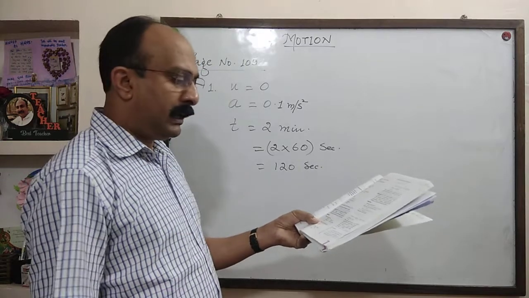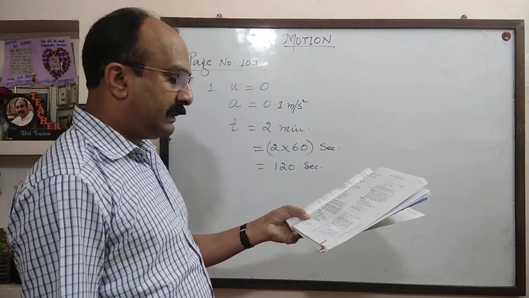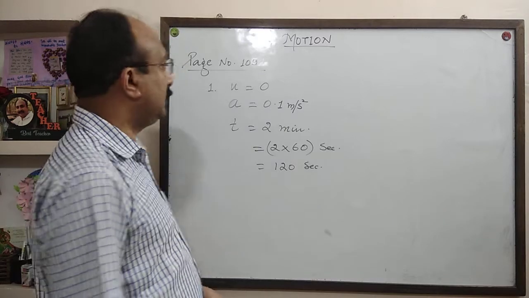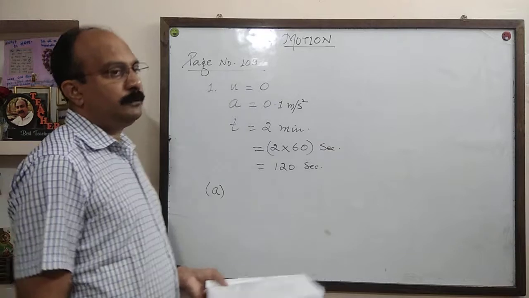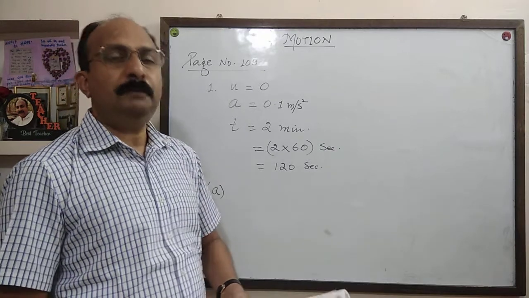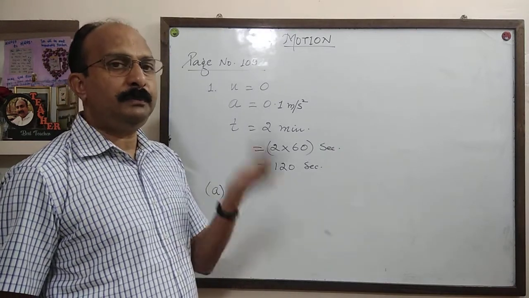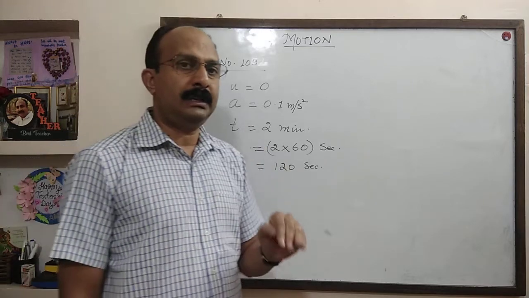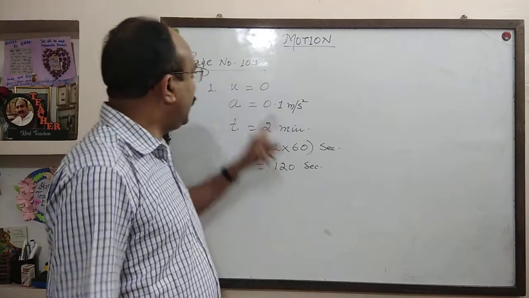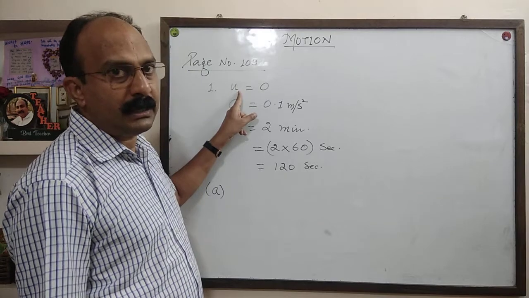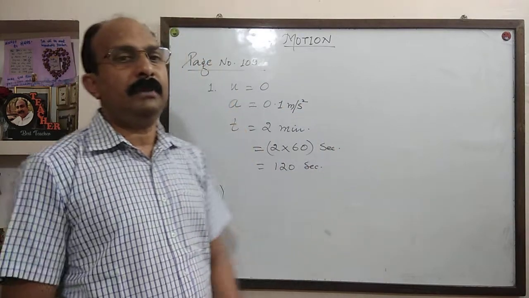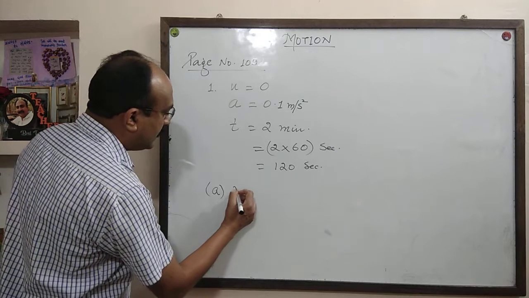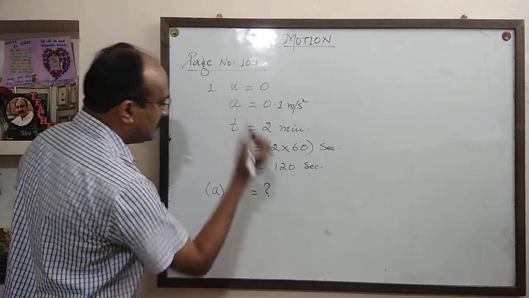Find A. First part, the speed acquired. Now there are 2 parts. In the first part you are asked, find the speed acquired. What do you mean by speed acquired? What will be the notation? What will be the symbol? A body is starting from rest and you are asked to find the speed acquired, means final velocity. V is asked. So V is equal to question mark.